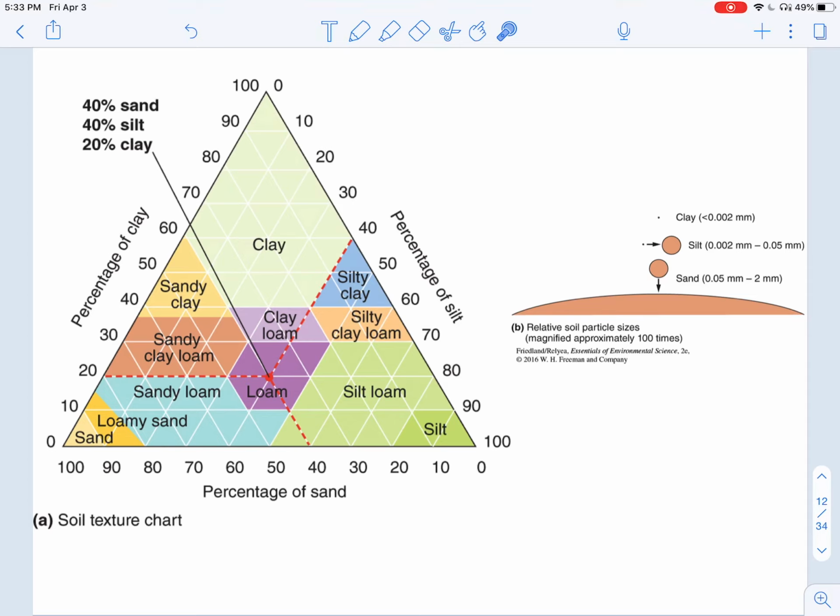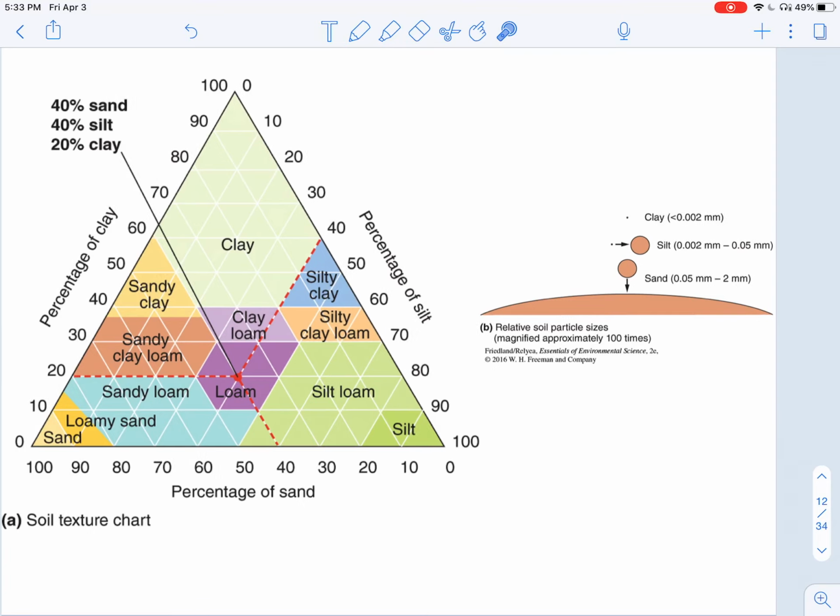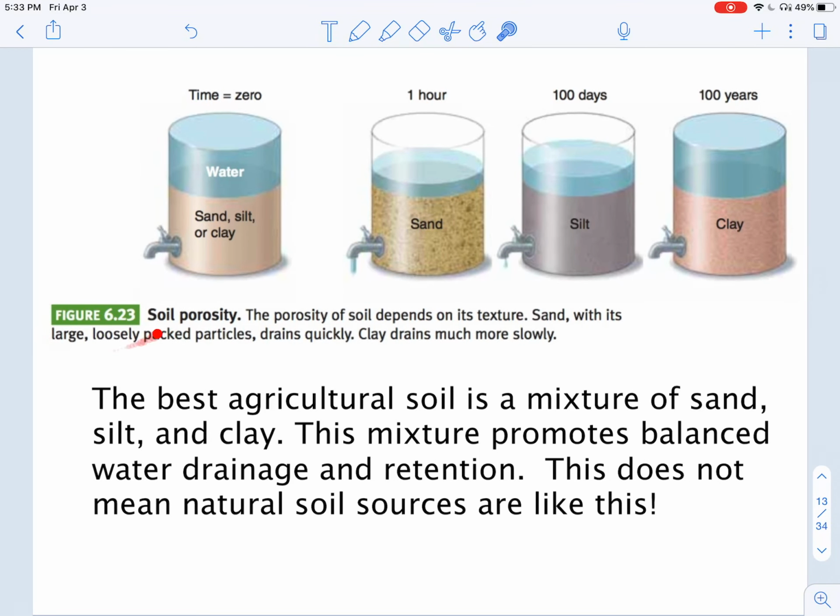So what is the importance of these different types? Well, the type of plants that grow in it, the area of the world, you might have different compositions, and then really water. How well does water filter through here? This is figure 16.23, and it shows the drastic difference between your type of soil and how long it takes water to get through there.